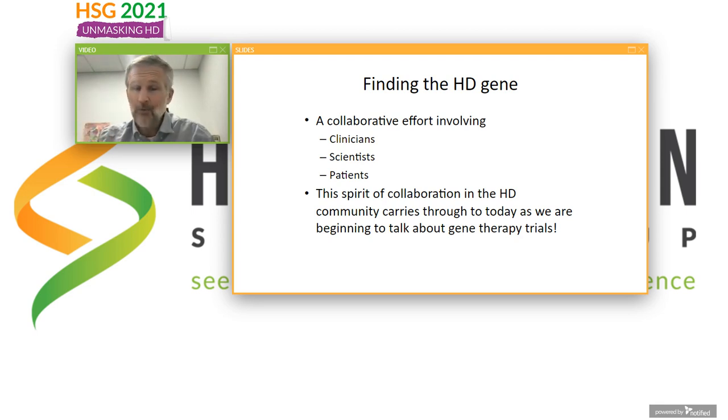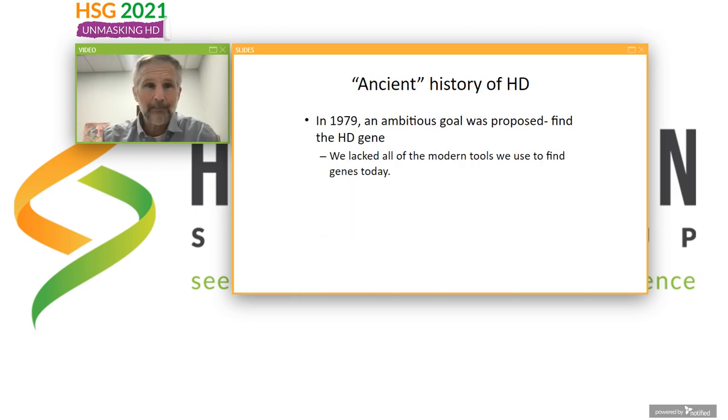And really, it's this, I think, spirit of collaboration that carries through today as we move to the next phase, as we begin talking about gene therapy trials. It's this same collaboration of the clinicians who care for the patients, the scientists who develop the treatments, and also the patients and the families who participate in these trials and organize the efforts. It is a collaborative effort that continues through to today.